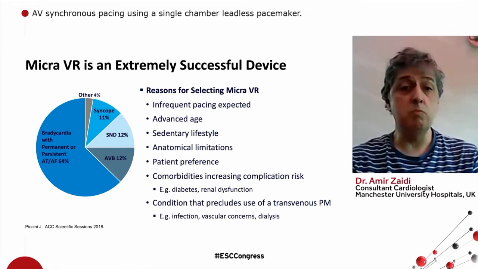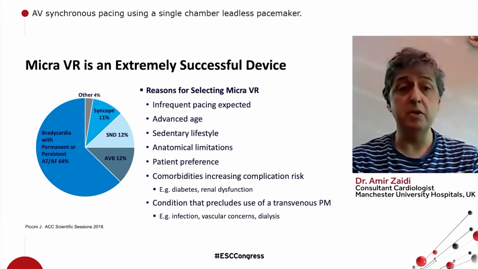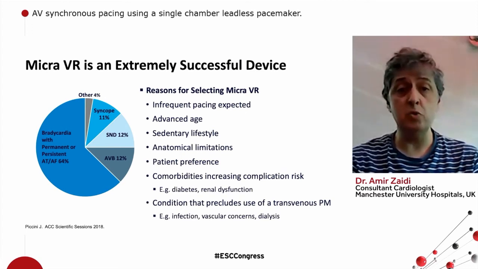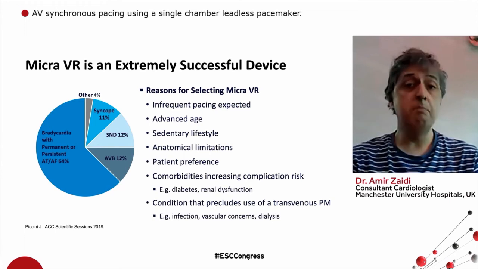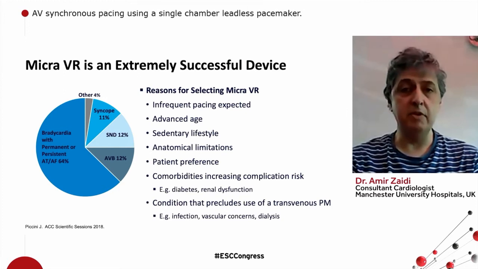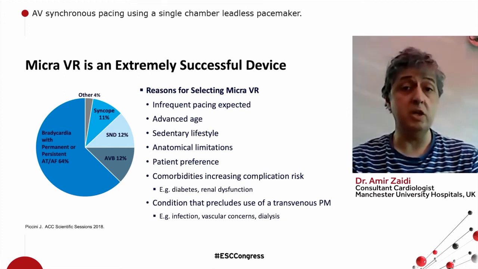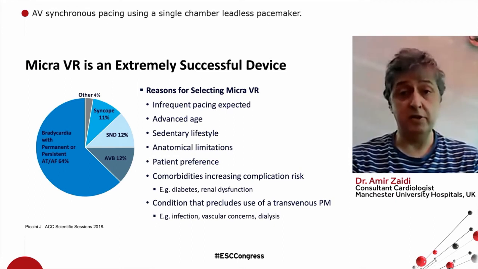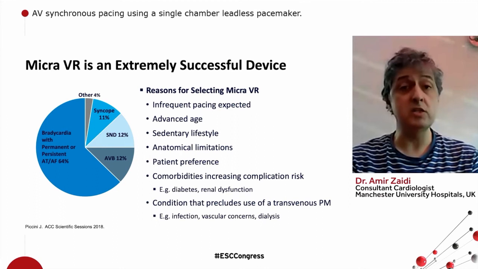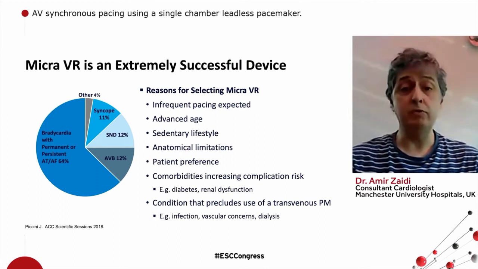It is largely implanted for patients with bradycardia, with permanent or persistent AF. But we've been expanding the indications, so there is a significant number of patients with sinus node disease and AV block who received a Micra. But it's VR pacing. And the reasons we've given them a VR device is usually because of issues like advanced age, sedentary lifestyle, or because of comorbidities such as infection or renal failure.